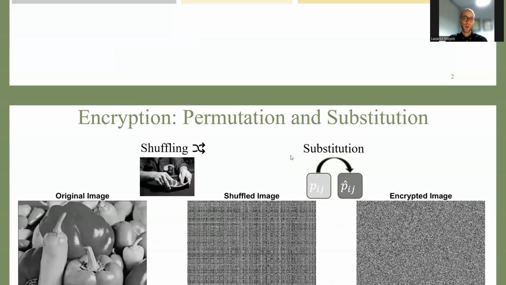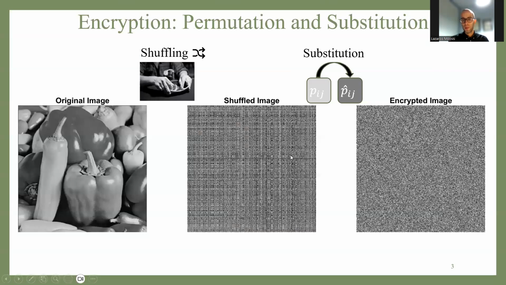Okay. And one of the most common processes in encryption is permutation and substitution. Permutation is shuffling of the pixels. This is pretty much like shuffling a deck of cards. So I disperse the pixels throughout the image. And the second step is the most important one, substitution, where I take each pixel value and replace it with another value. And this results in the fully encrypted image.